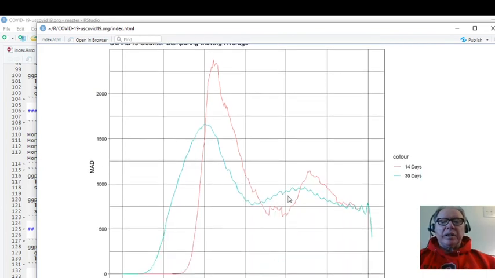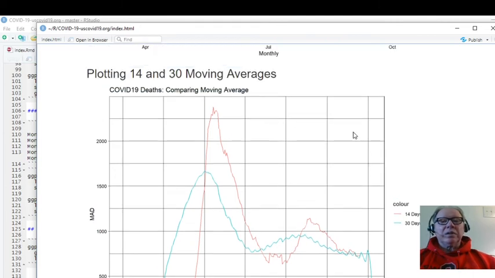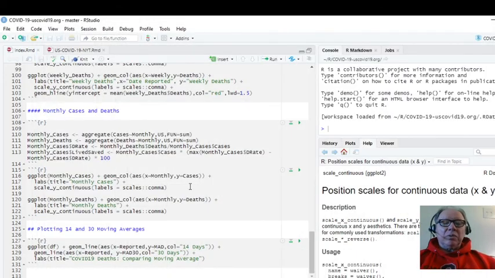An interesting plot of 2 moving averages, 14 and 30 days, this is for deaths. Not sure if this is useful, but nonetheless, it's interesting. So what we can see here is that the U.S. is continuing to do very well, both in cases and in deaths, particularly in deaths, where deaths are staying below the weekly average and below the daily average.